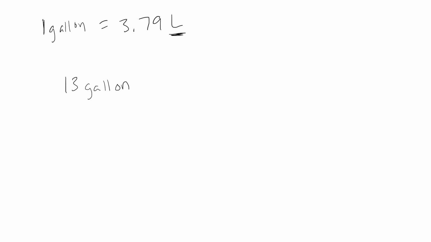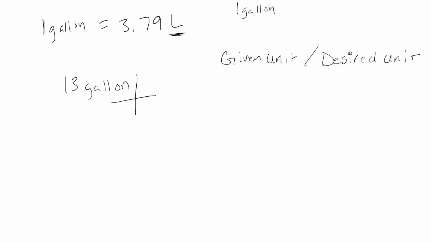You always have two things that you're looking at: your given unit and your desired unit. So if I have 13 gallons and I know the conversion, I'm going to show you two ways this can be represented, and you may see this in other slides. We'll have 1 gallon divided by 3.79 liters, or this can be represented as 3.79 liters over 1 gallon.